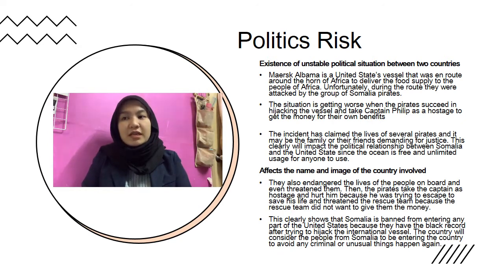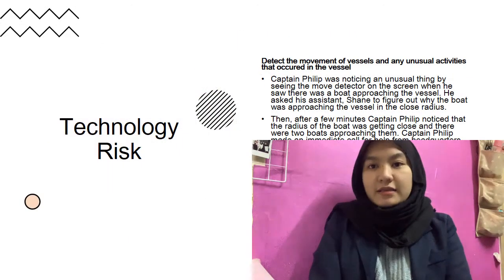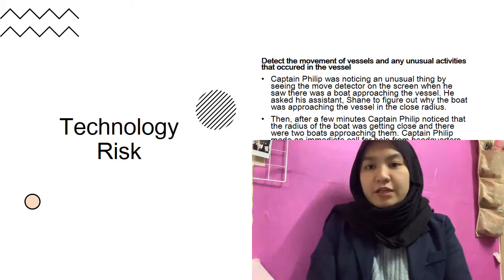This clearly shows that Somalia is banned from entering any part of the United States because they have a black record after trying to hijack the international vessel. The country will consider people from Somalia entering the country with caution, to avoid criminal or unusual things happening again. And then we proceed to the technology risk.